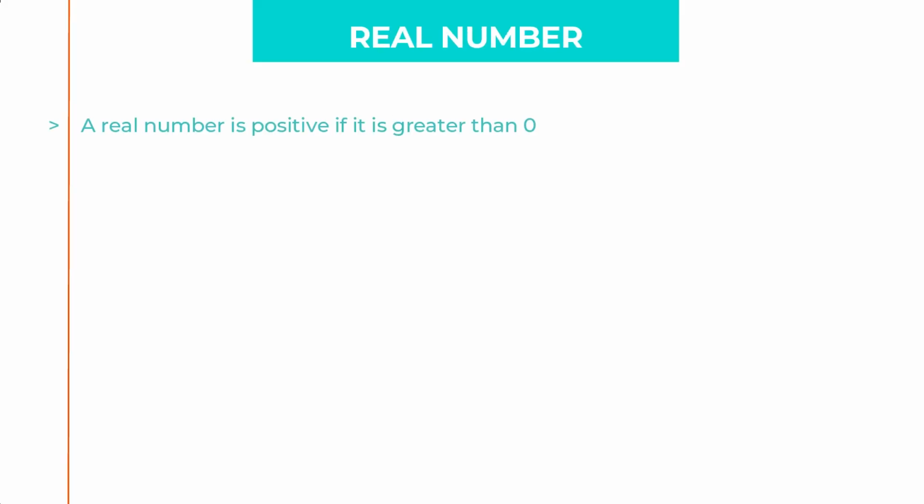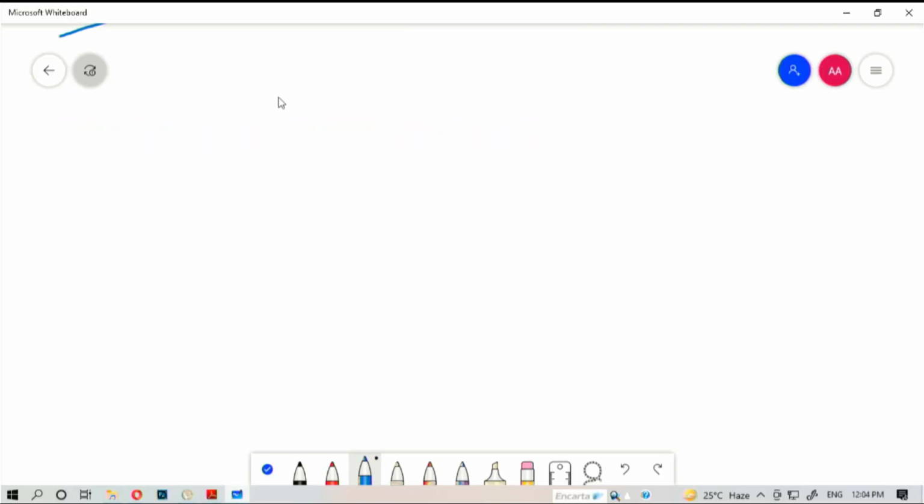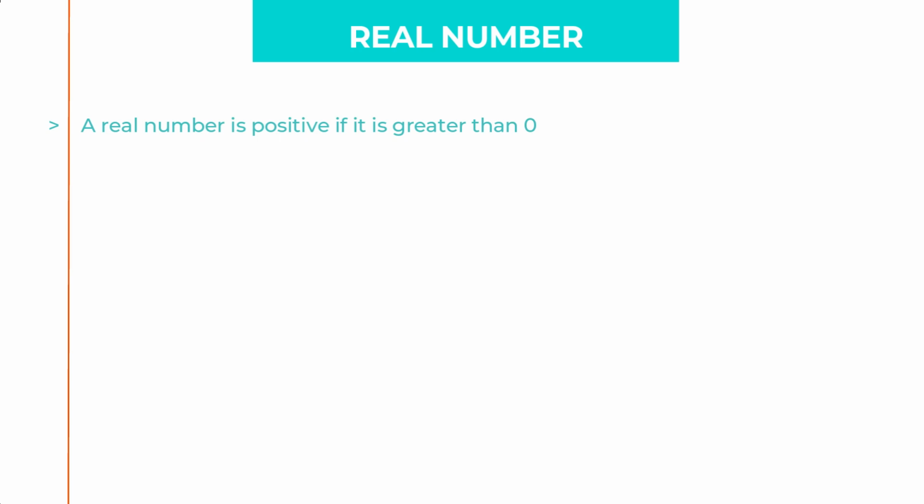Now, a real number is positive if it is greater than 0. So we know that we have a number line, with 0 somewhere in the middle, and we have positive numbers and we have negative numbers. Real numbers are said to be positive if the number is greater than 0, and negative if the number is less than 0.